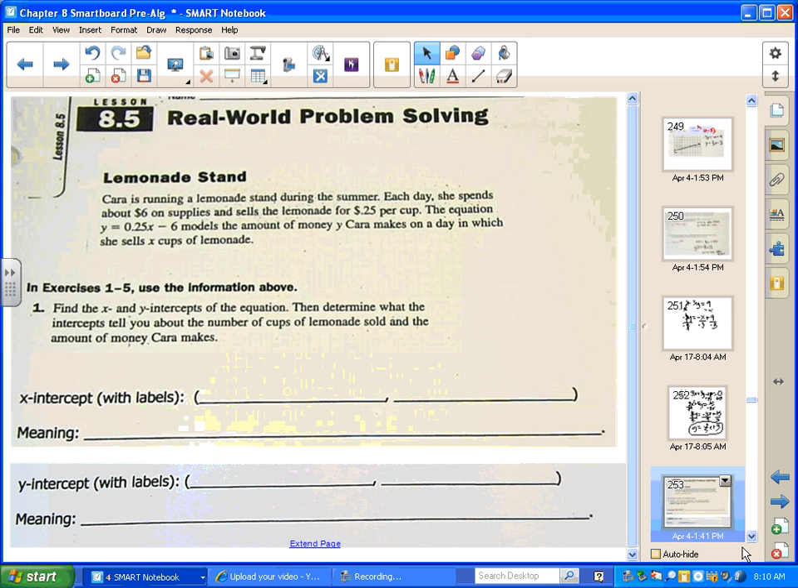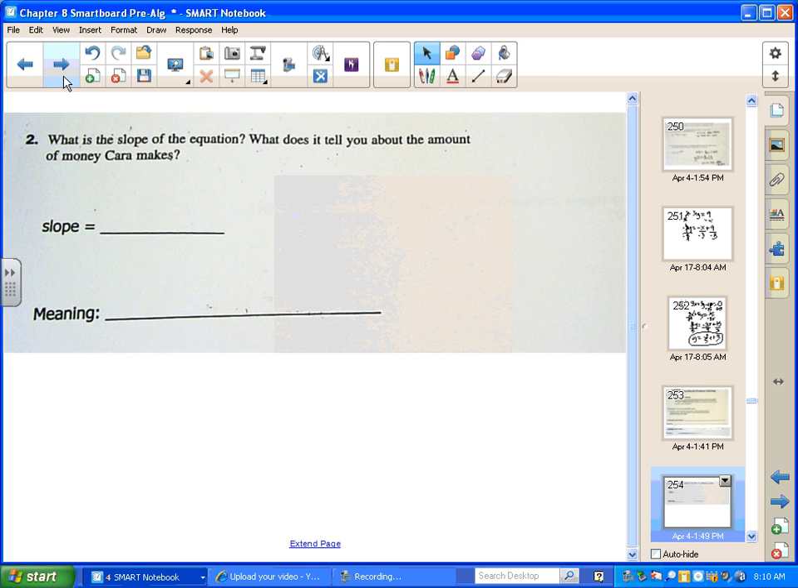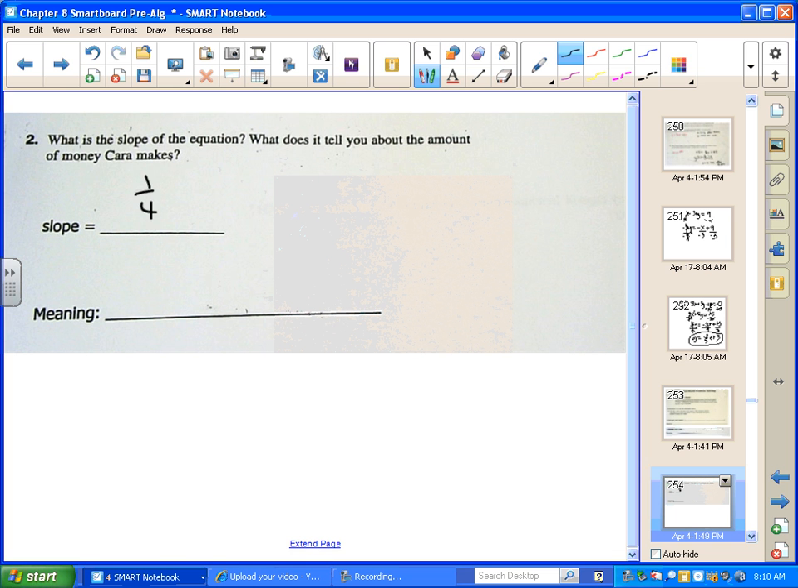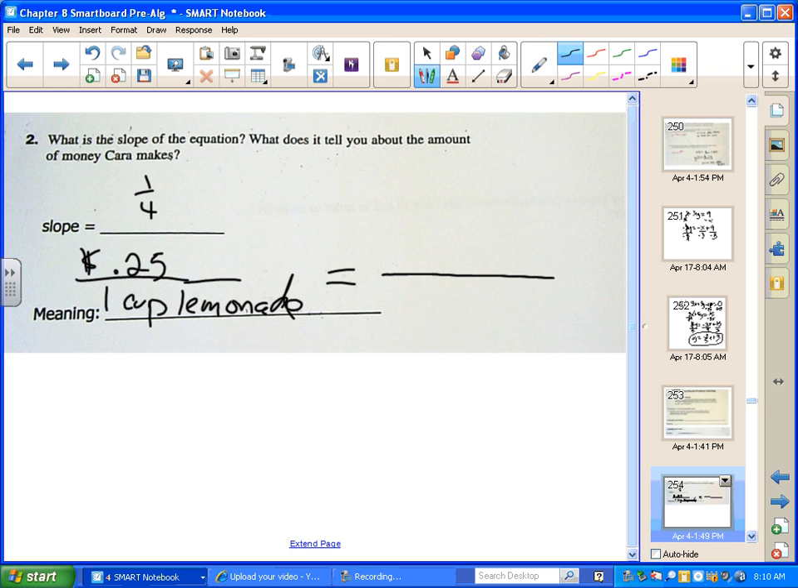Okay, the slope. Charles, what is the slope? Number 2. Good. The slope is 1/4. Charles, what's the meaning? Okay, so the slope is 1/4. So you're telling me that it's 25 cents for every 1 cup of lemonade? Okay, that's one meaning. Can you guys explain the meaning for 1/4? Emma M? Okay, that works. That works.